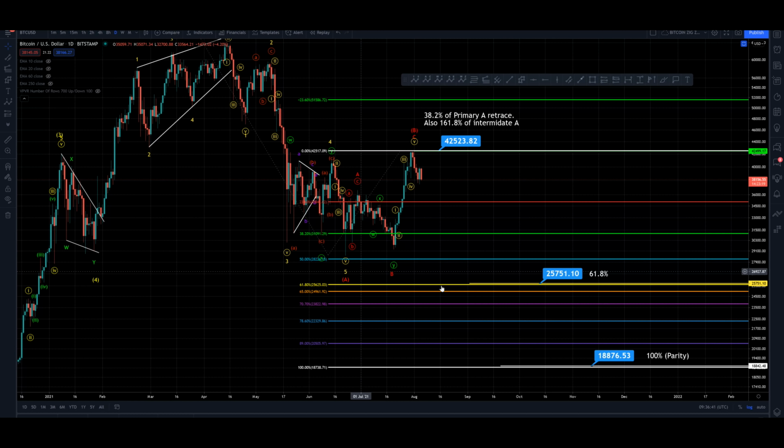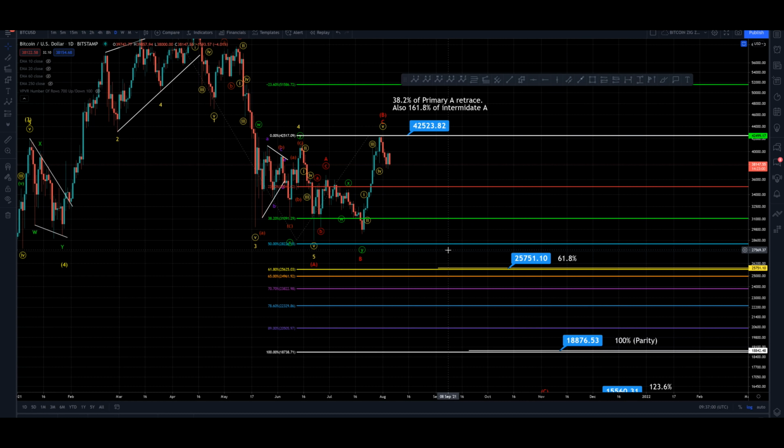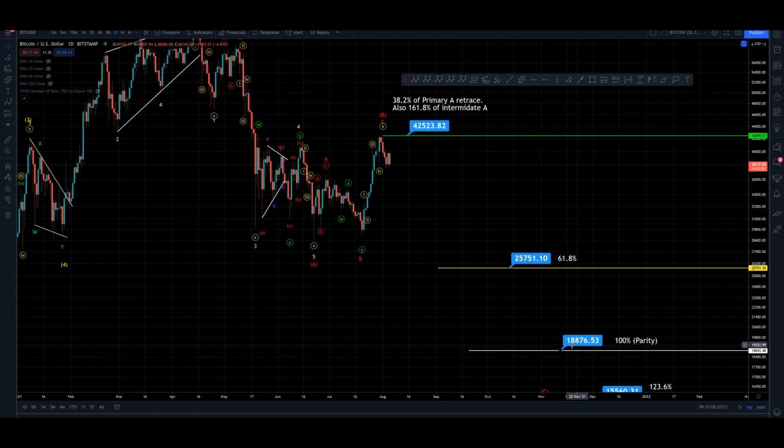So the best fit, the golden ratio Fib relationship at 61.8% extension of the A is at 25751. That fulfills the first requirement, I guess you could say, the strong guideline for an ABC zigzag down to here. However, that's not the most likely target. The most likely target is parity, which is 1 to 1, so C equals A, and that brings us down deeper to here at 18876 spot 53.